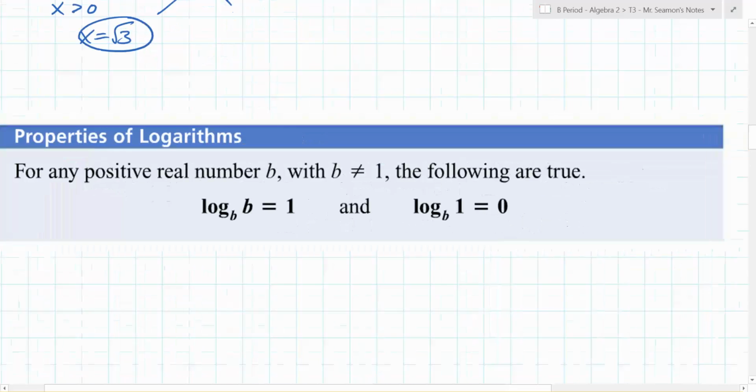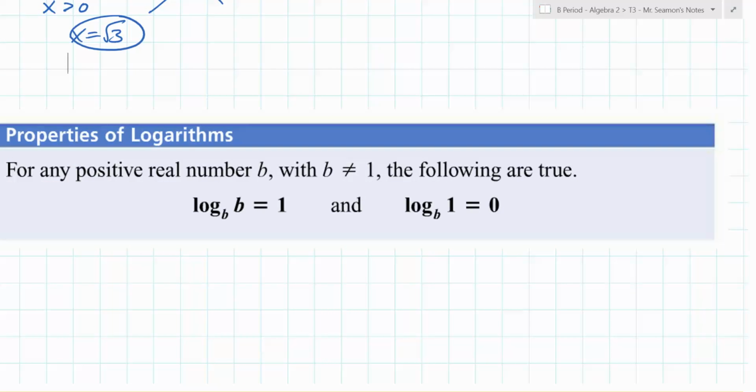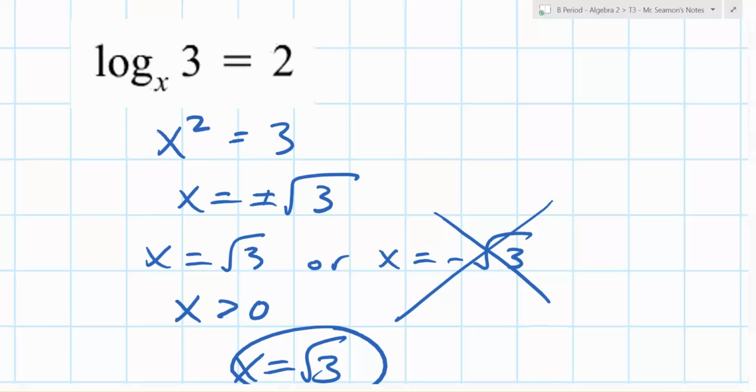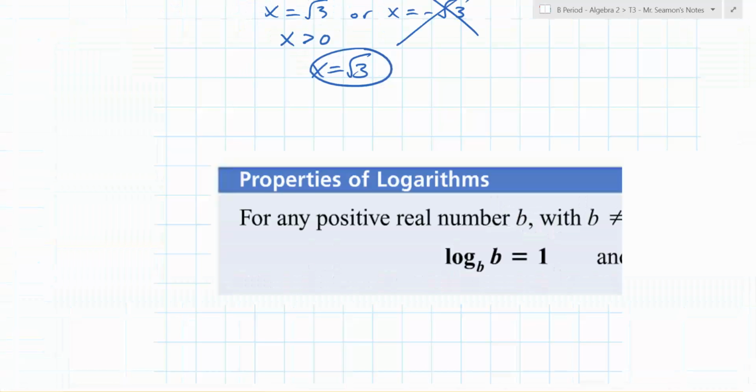Here are some other properties. But that says x. X cannot be... In the definition it says positive. See? Yes, what's up, Gabby?